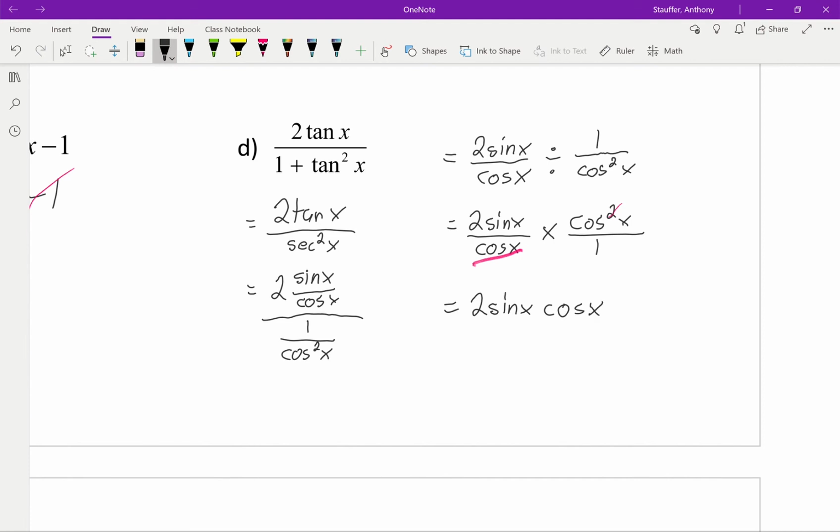cos x. Now, technically, we did kind of break the rules because we were supposed to try to get this down to a single trig ratio. But as it stands right now, this is as low as you guys will be able to get this. This does also equal sine 2x, but we will get to that one later. So don't worry about that right now.